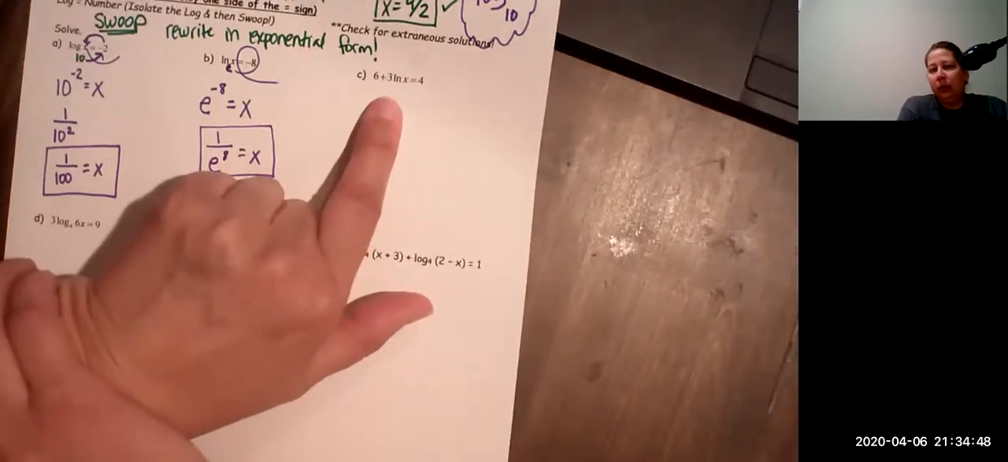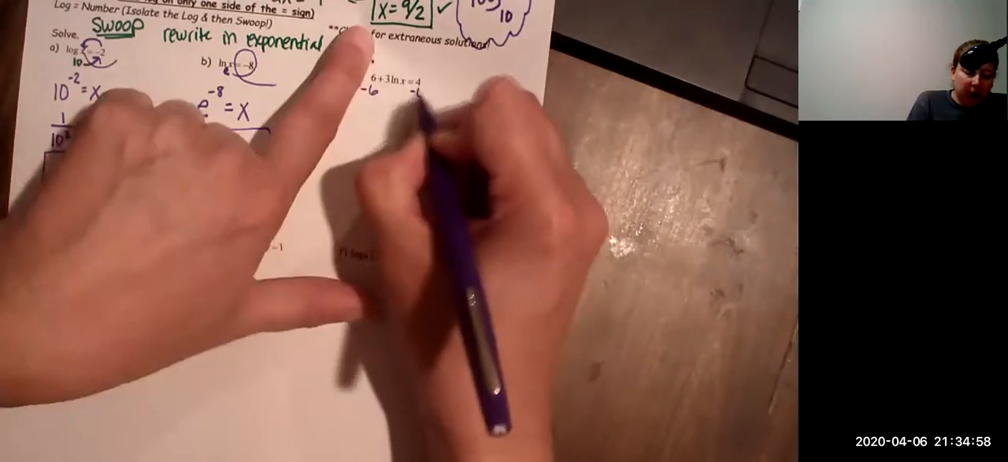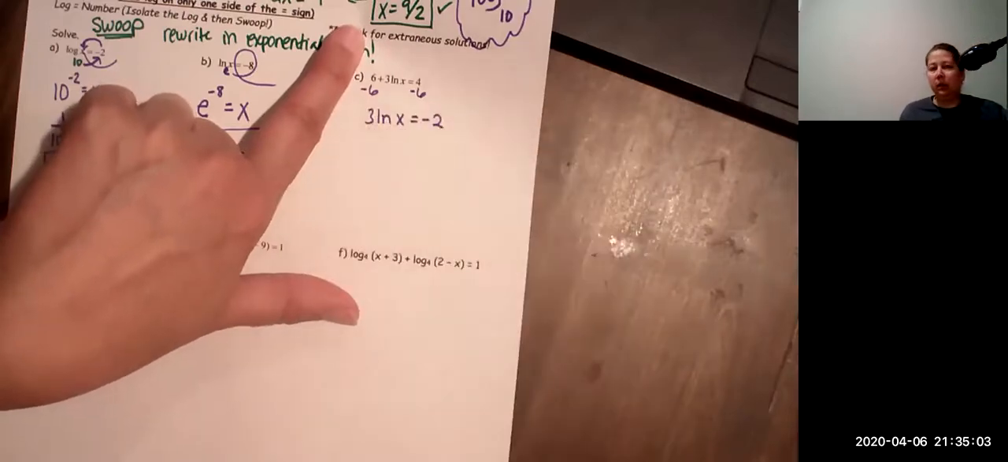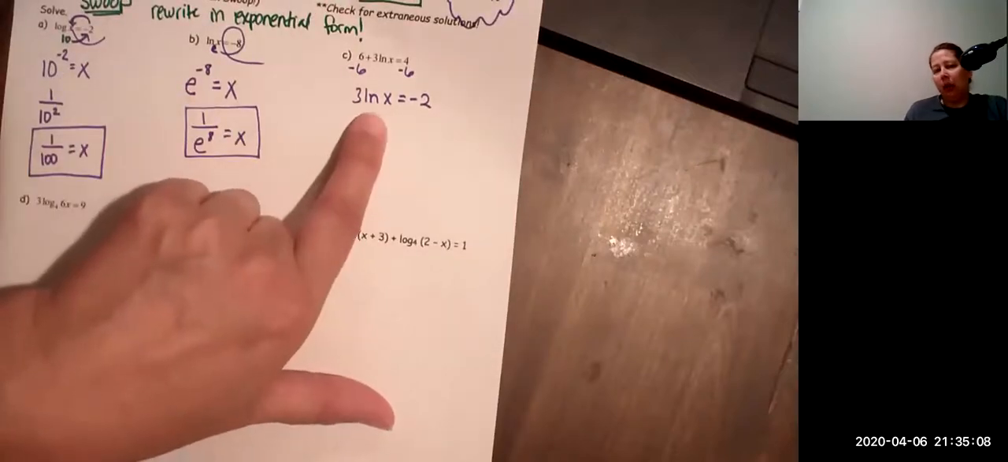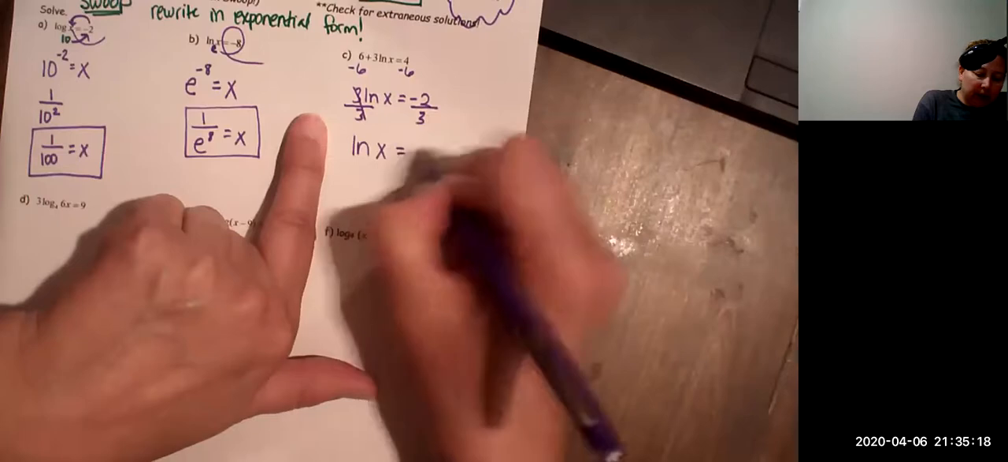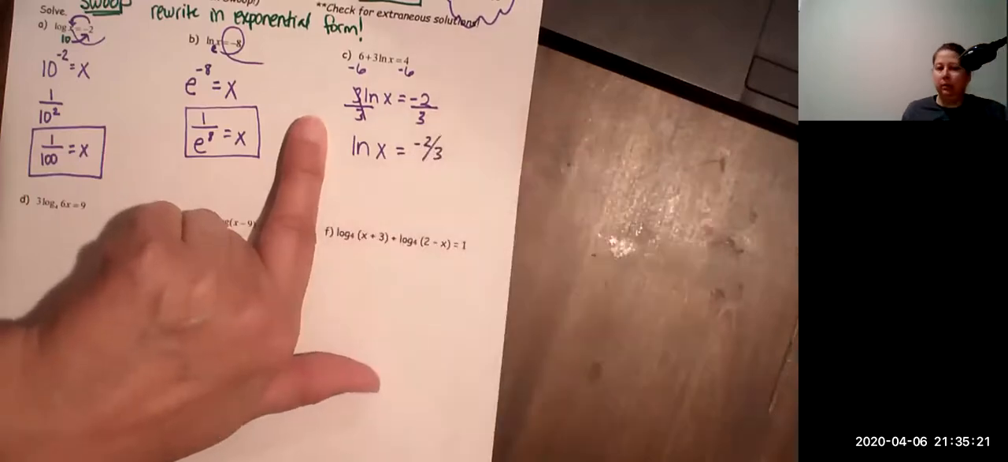Okay. Here, we don't want to do anything with this. We want to get the log by itself first. So you have to say, okay, this 6 is in the way. How could I get this 6 to the other side? Well, it's being added, so you could just subtract it and turn it into this problem. 3 ln of x equals negative 2. So think, I need to solve this equation. I want to get ln of x by itself. So I can take this 3 and divide both sides by 3. So now I have this problem. ln of x equals negative 2/3.